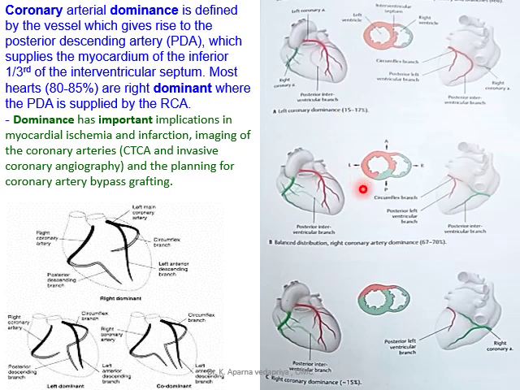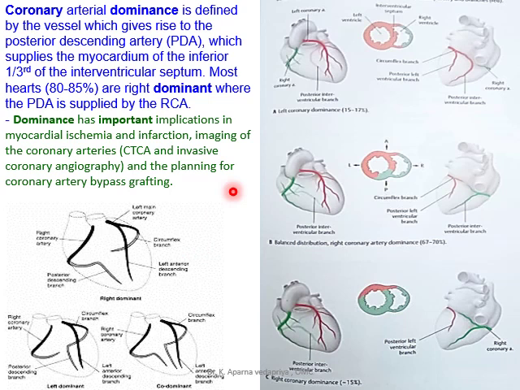So in the balanced type, the left coronary artery and the right coronary artery both contribute to the posterior interventricular branches. So then there is equal distribution of the myocardium supplied by the right and left coronary arteries, which is called the balanced type or the codominant type.